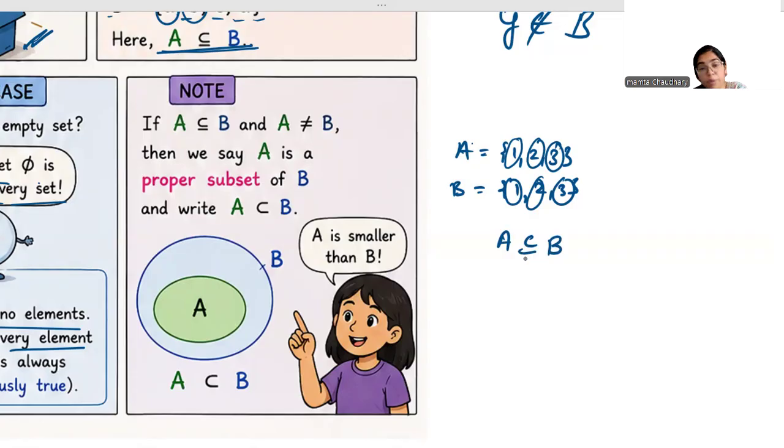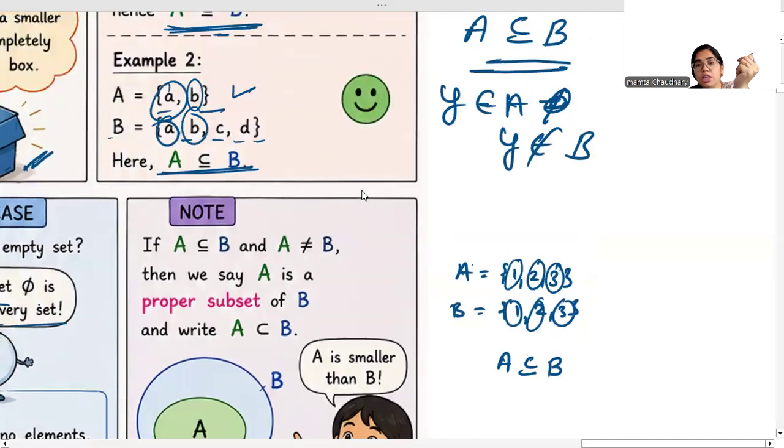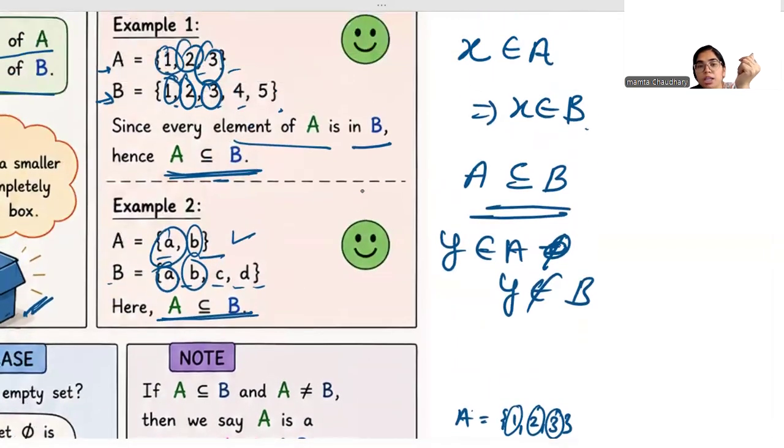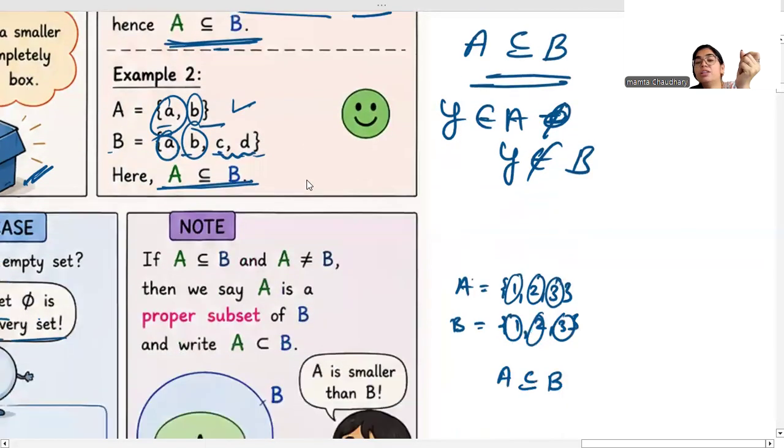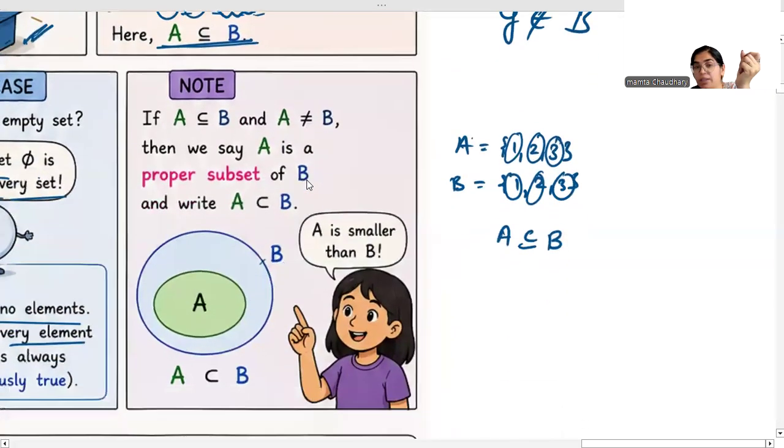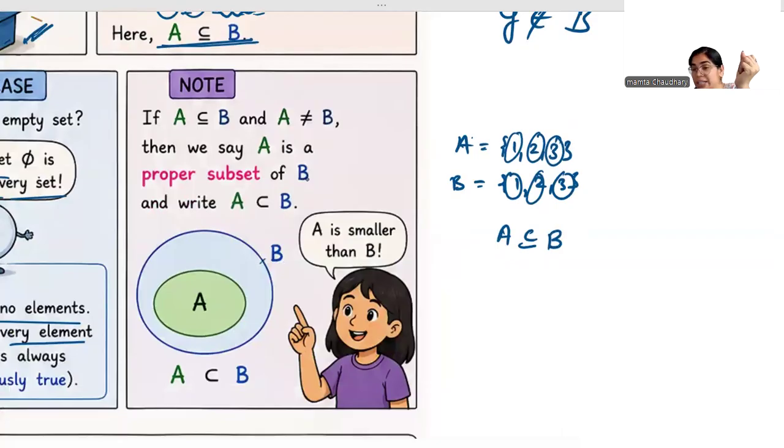Right? But sometimes, as we have seen in these two examples, there are a few elements which are left in the bigger set. If any element is left in the bigger set, then what do we say? We say that the smaller set is a proper subset of B. This is the symbol of subset. This says that all the elements of A are there in B.